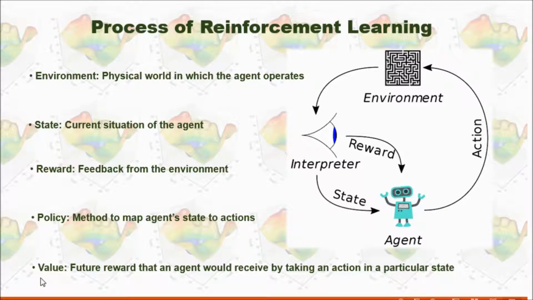And then we have value. Value is the future rewards that the agent would receive by taking an action in a particular state. So what's the difference between reward and value? The reward is considered the final outcome. Say, once you get out of this maze, you get 100 points reward. Otherwise, you won't get anything. The value is considered all the future steps you would take, and then calculate the value.